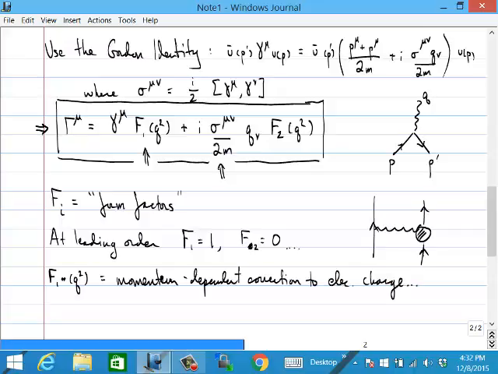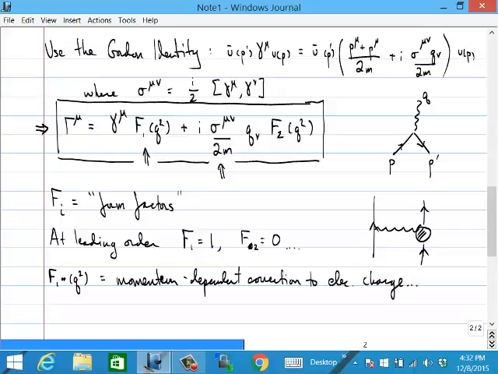So at very long distances, the electric charge is just E. It's the thing that you measure. Okay, it's the thing that you put into Coulomb's law. But then as you study very high energy scattering, you're probing Coulomb interactions at shorter and shorter distances. And this F1 characterizes the way that the effective electric charge depends on distance.